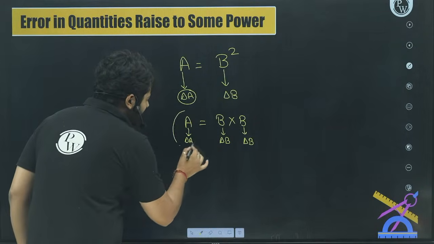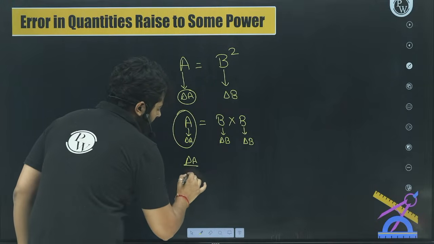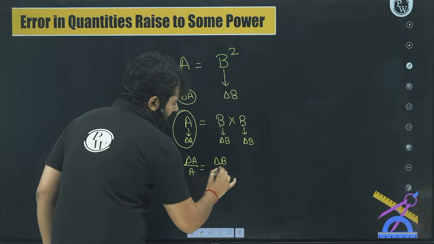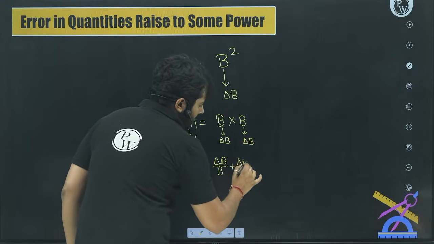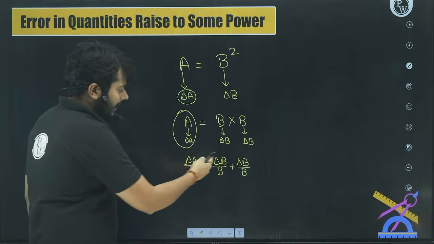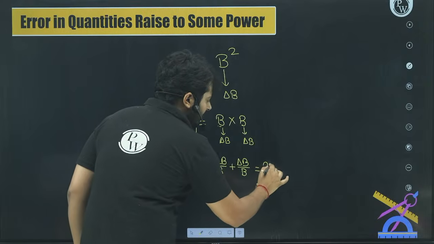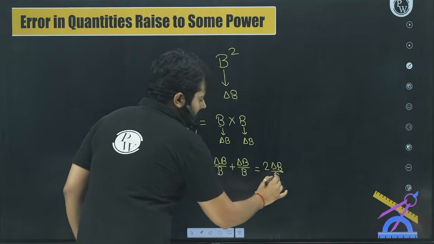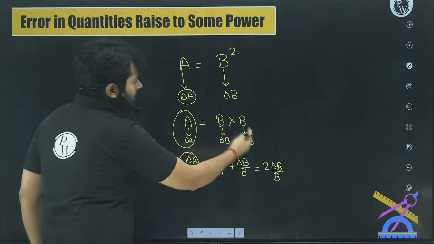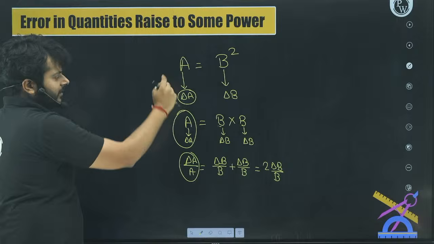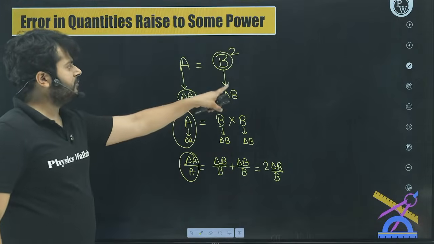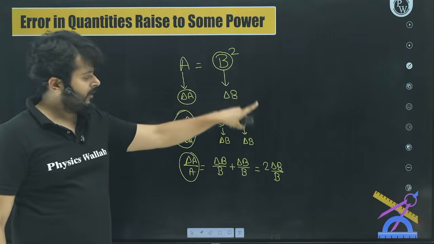So the relative error in the result, delta A upon A, will be the sum of the relative errors of the things being multiplied, delta B upon B plus delta B upon B. Because we had B square, we add twice, and we will have 2 times delta B upon B. The fractional error of the result is 2 times the fractional error of B, because the power was 2, which is why we have this 2.